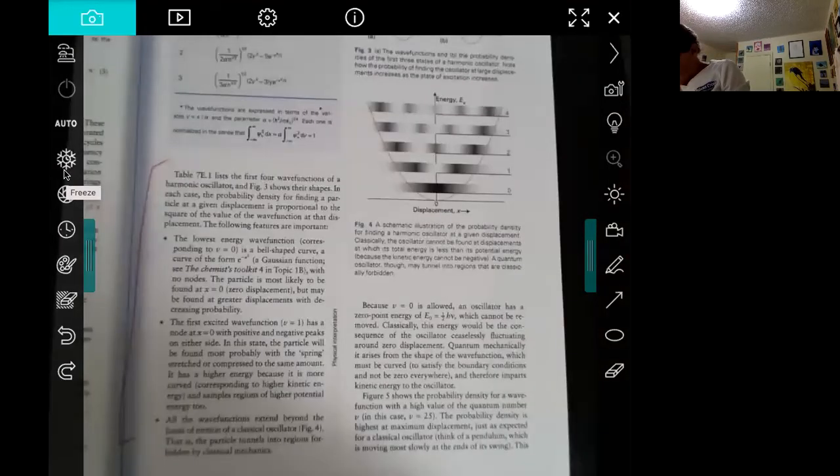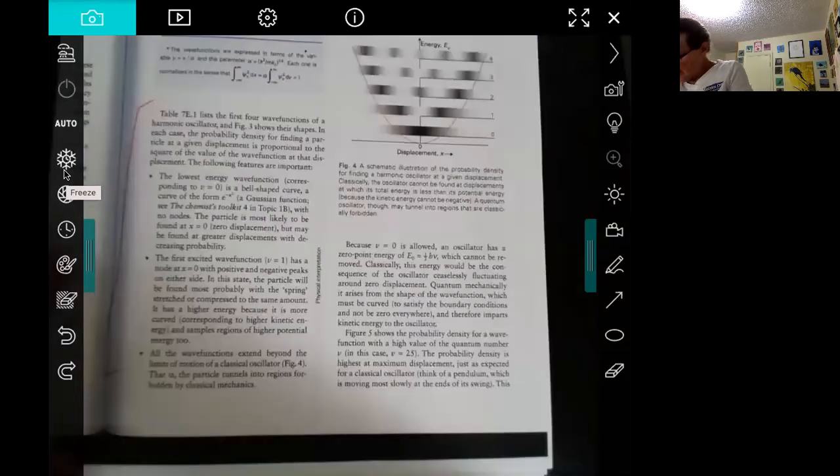Okay, I'm just gonna read the left-hand column, which talks about these wave functions and their properties. So the first concept is that the lowest energy wave function is just a Gaussian. The particle is most likely to be found in the middle at x equals 0, but may be found at greater displacements with decreasing probability. The first excited state has a node at x equals 0. So at x equals 0, the first excited state has a 0. You have 0 probability of finding it there.